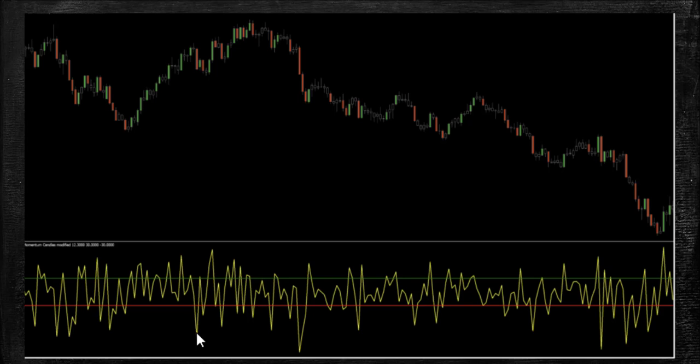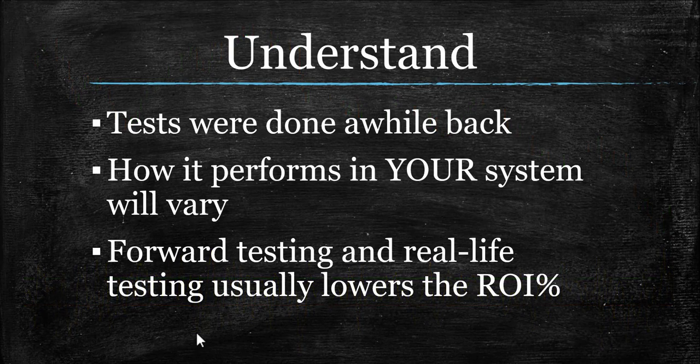So the big question is, it's a bit complex, a bit of a learning curve. Is the juice worth the squeeze? Let's go ahead and take a look at the results. Before we do that, understand, it all matters how it performs in your system. If you see poor results here, test it anyway. If you see great results here, test it anyway.